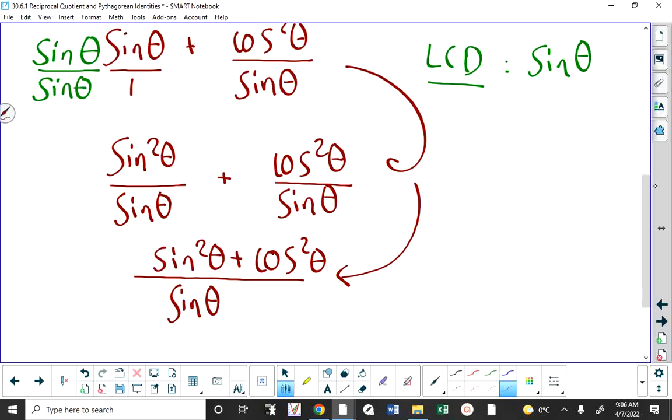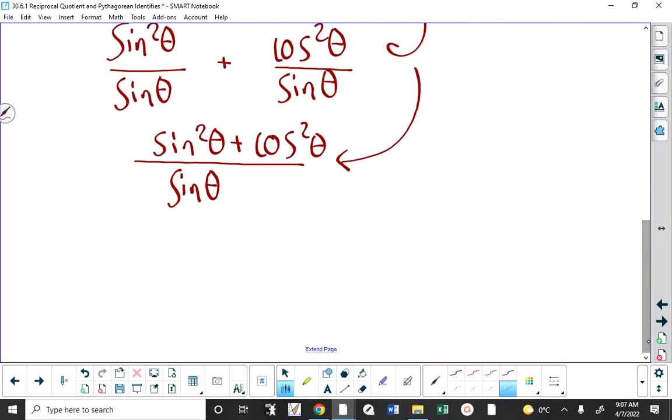And we're almost done. You just now need to recognize that sine squared of theta plus cos squared of theta is equal to 1. So we end up with 1 over sine of theta, and that could be your answer, or it could be that your answer is cosecant of theta.